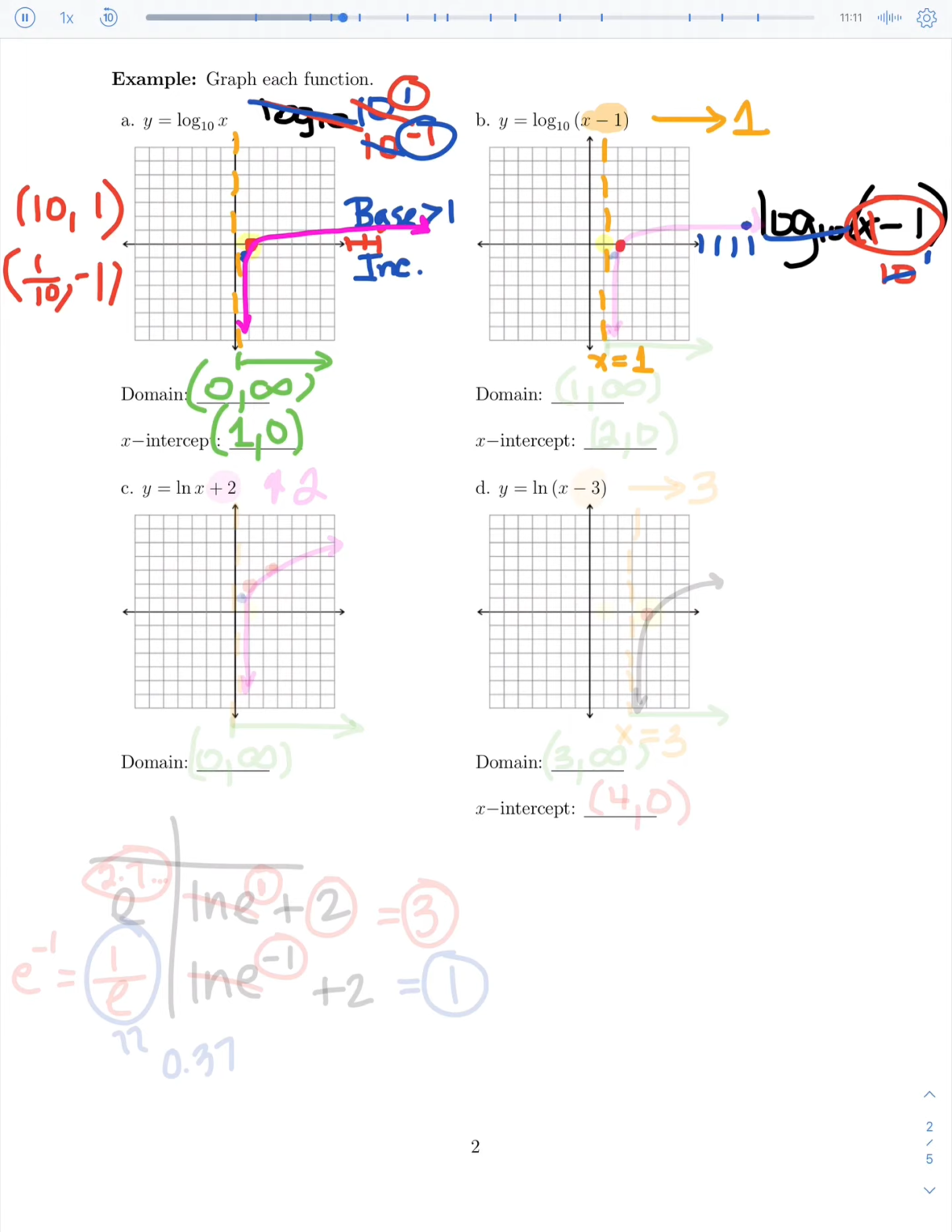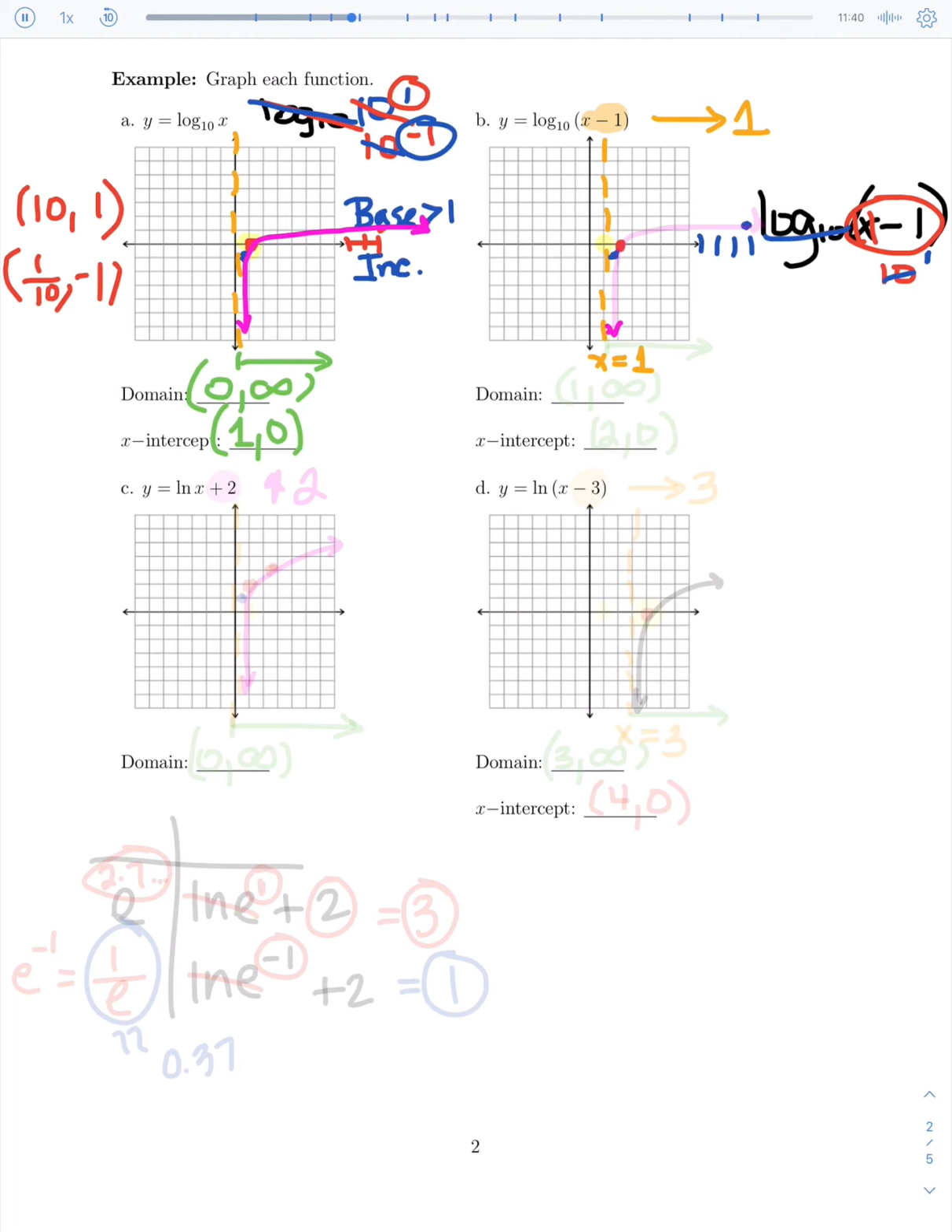So what it did is it shifted my point that was in my previous graph at (10, 1) to now be at (11, 1). And my point that was at (1/10, -1) is now going to be at (1 1/10, -1), excuse me. So it'll be in the same spot, just over 1. And so I can still draw my logarithm graph through my points.